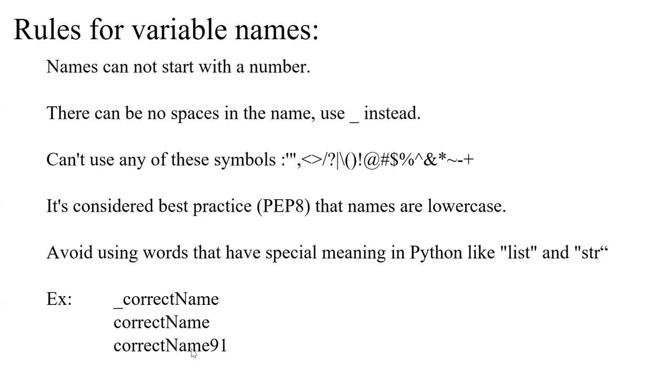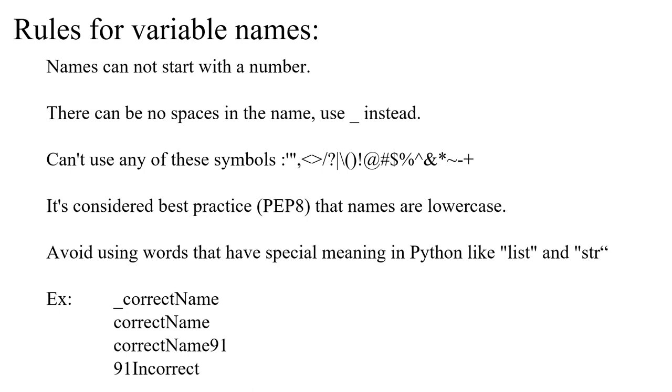Yes, these three are valid. Underscore is acceptable, alphabets are acceptable, and numbers are valid in the variable name. But these special characters are not allowed. Other than these three, you should not use anything else.